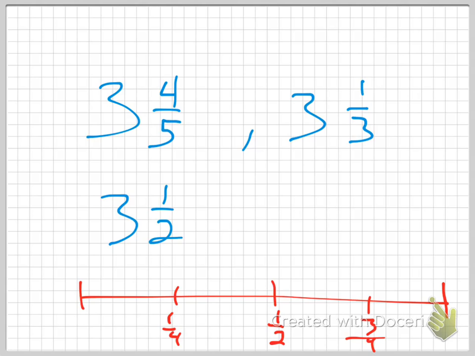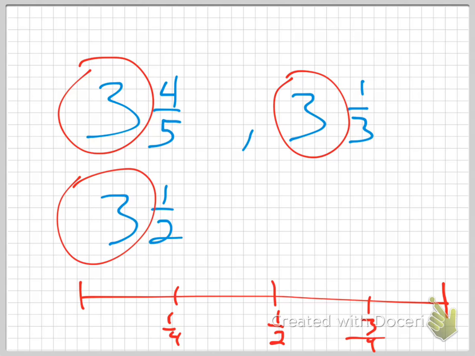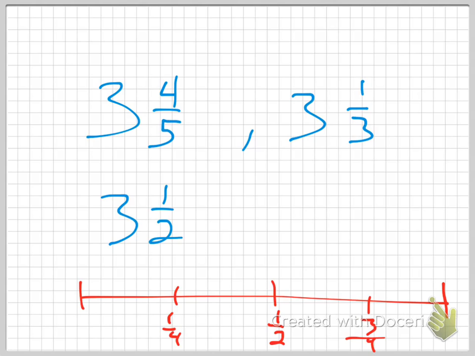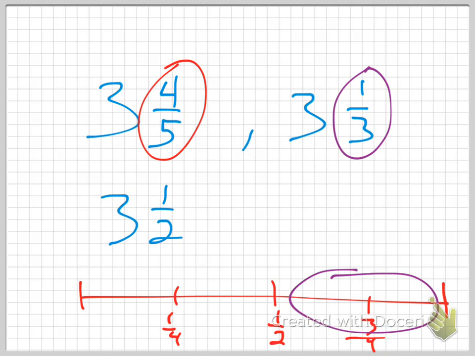What I mean by that is this. They're all 3s. So does the whole number have anything to do with this? No. 4/5. What do we know about that? It's bigger than a half. Agreed? Somewhere it's over here, in this region. It's bigger than a half. What about 1/3? What do we know about that? It's less than a half. The 1/3 is going to be somewhere near less than a half. What do we know about a half? Oh, it is a half.